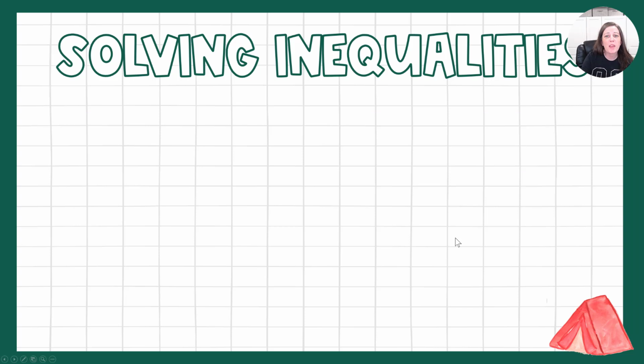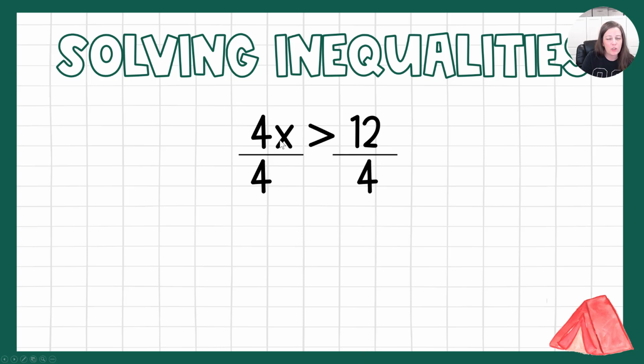Okay, so let's start with a one-step inequality. Remember, we solve these just like an equation. So I have 4x is greater than 12. 4 times something is bigger than 12. So I'm going to do the inverse here. I've got 4 times something. The inverse of multiplication is division. So I'm going to divide by 4. And then I'm going to do the same thing to the other side, just like when I solve an equation. So 4 divided by 4 leaves me with x. I bring down that greater than sign. And 12 divided by 4 is 3. So x is greater than 3.